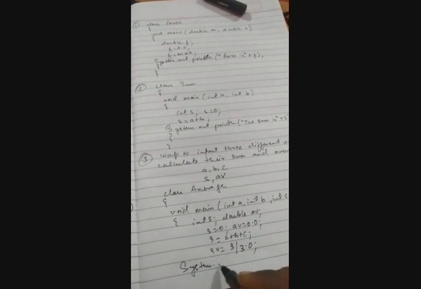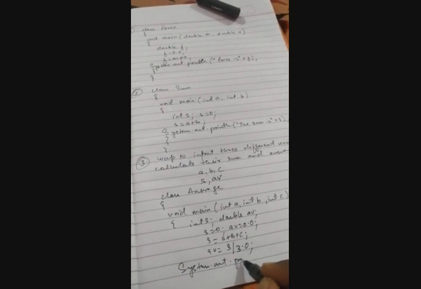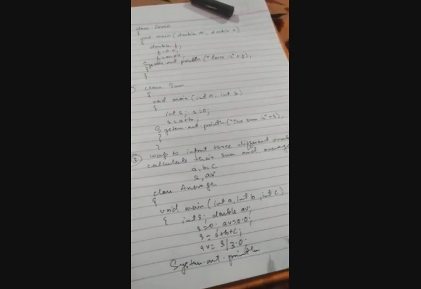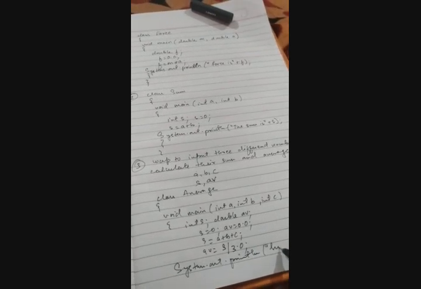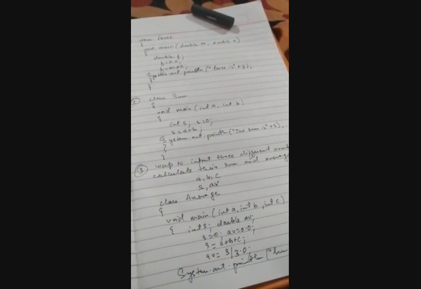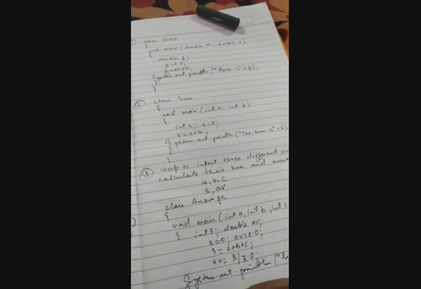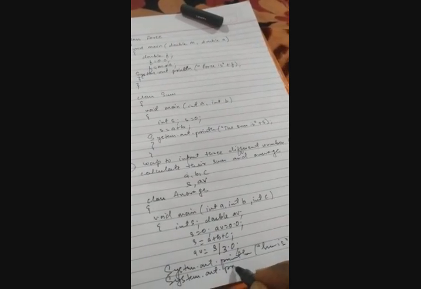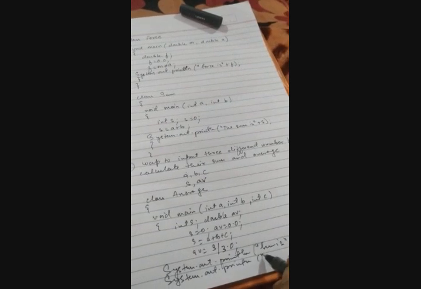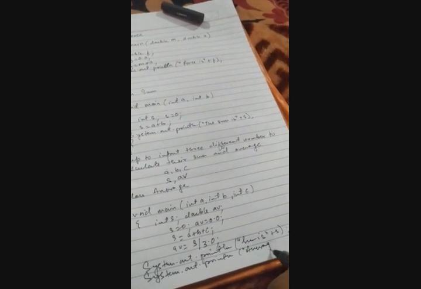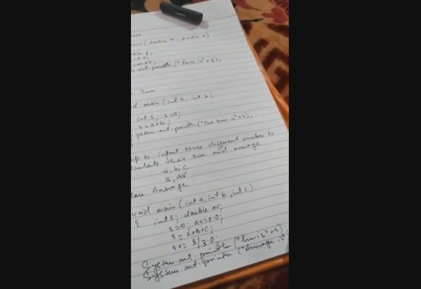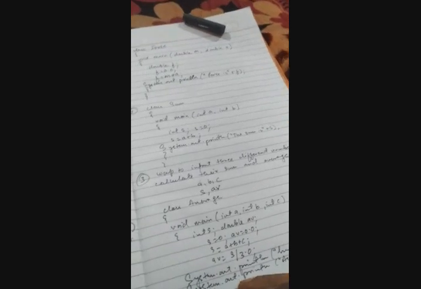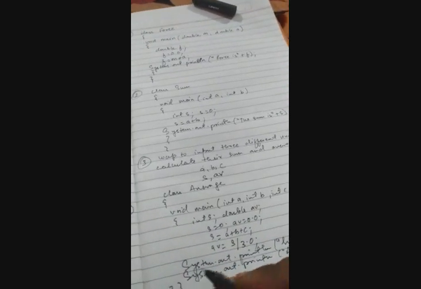System dot out dot println, "sum is" plus s. System dot out dot println, "average is" plus AV. Main closes, class closes.